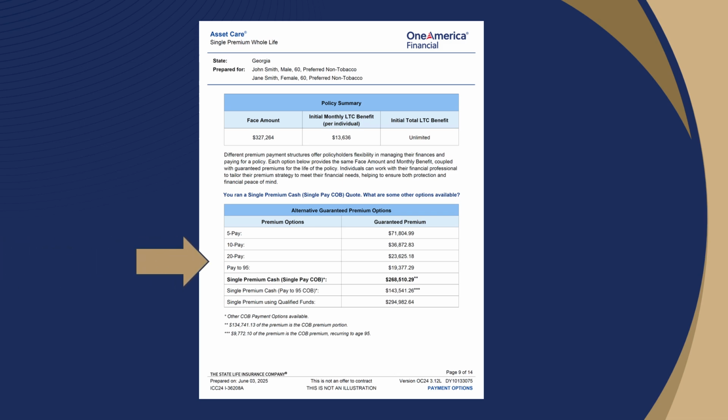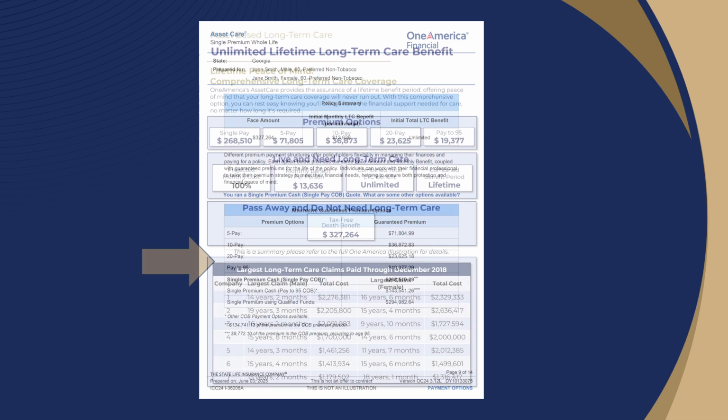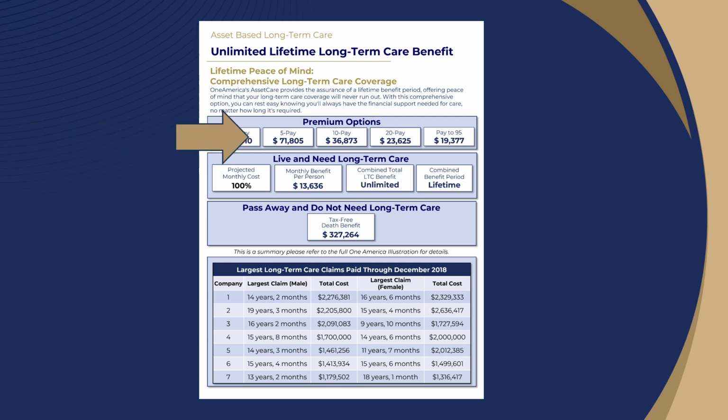They have different payment options as well. You see that on page 9 of the illustration. With One America, they have a 5-pay option, a 10-pay option, 20-pay option, and a pay to 95 of the older insured option. Now, once again, this illustration, this summary that I'm reviewing is projecting 100% of the monthly cost. I also provide you one that's 75% and 50%.